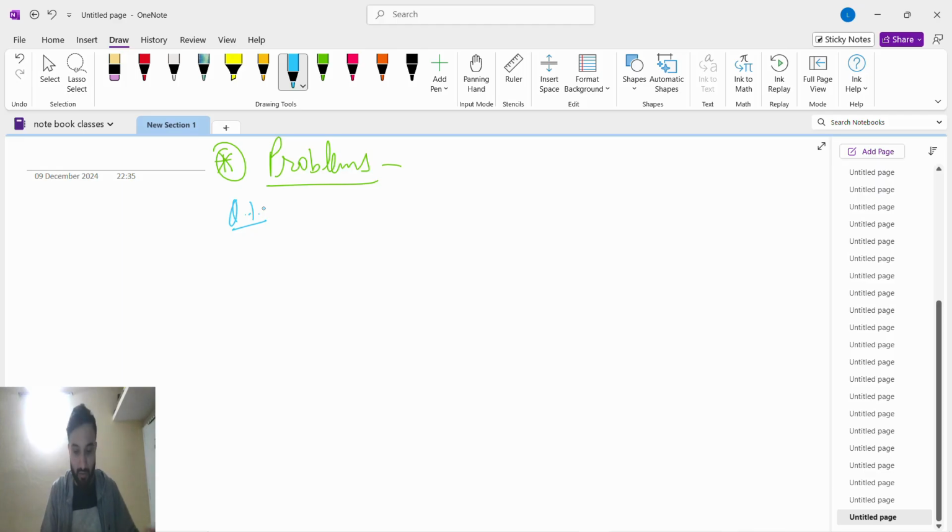So next is question number 1. Find the standard deviation of 5, 3, 9, 10. So we just have to find the standard deviation, not the coefficient of the standard deviation. For the standard deviation, the first thing we do is find the mean.